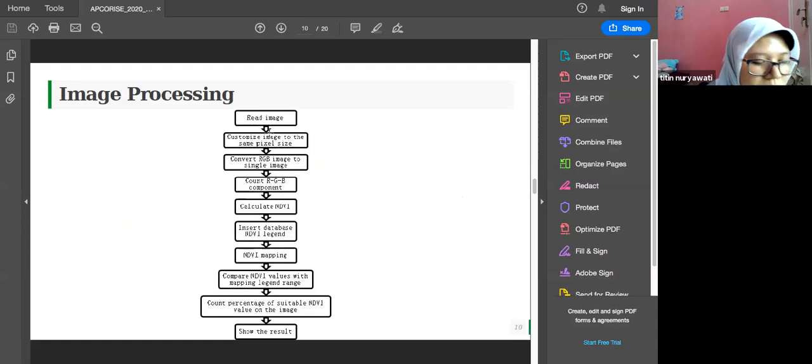After we get the photos from the UAV, we do the image processing. We do it in a MATLAB program. First, we read the image data, then we count the RGB, red, green, and blue components of the image. Then we calculate the NDVI value. After we got the NDVI value, we made the NDVI mapping and saw the result.